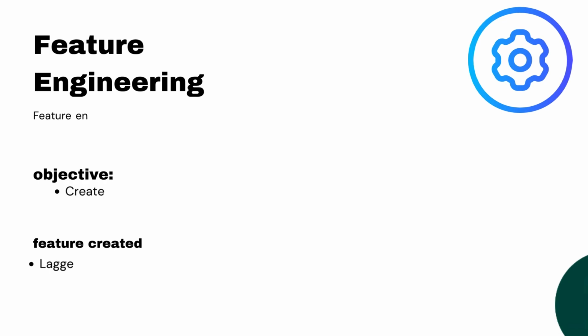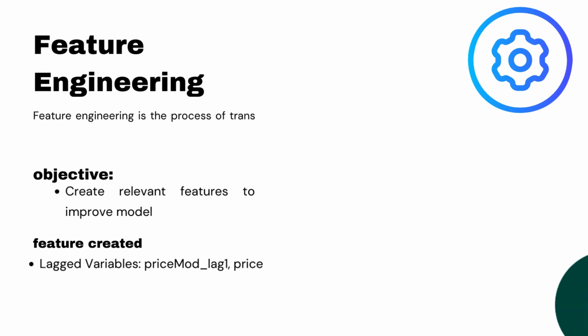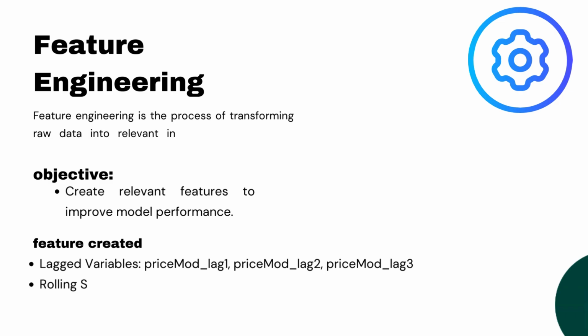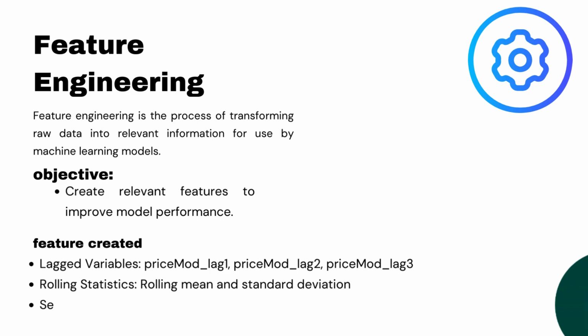To improve model performance, we're going to create relevant features. As we know, feature engineering is the process of transforming raw data into relevant information for use by machine learning models. So in our case, we're going to create lagged variables, rolling statistics variables, and seasonal indicators.